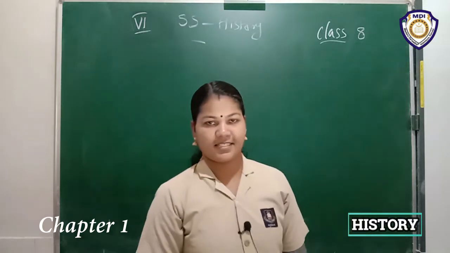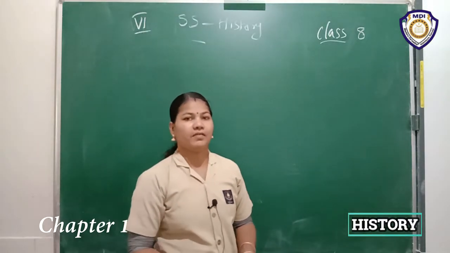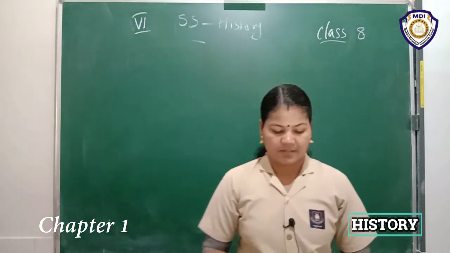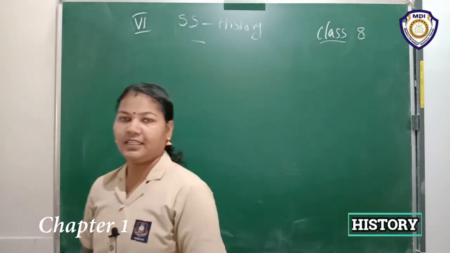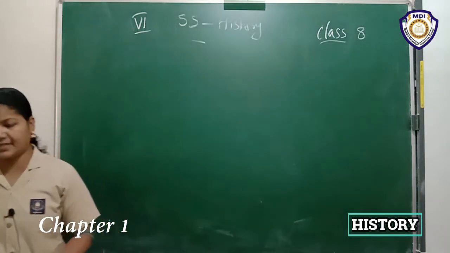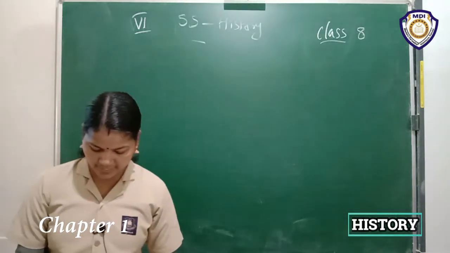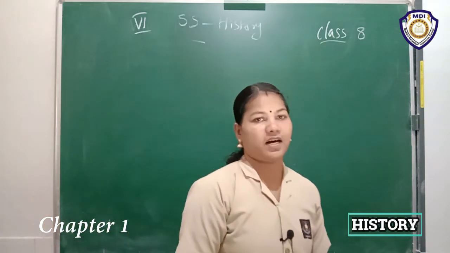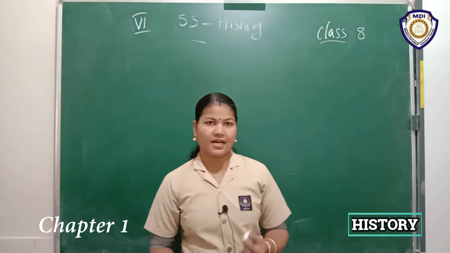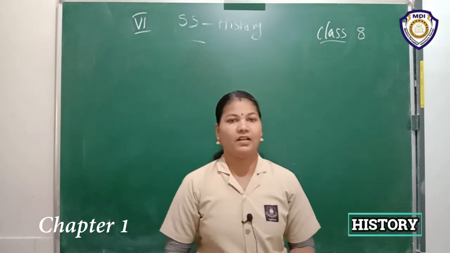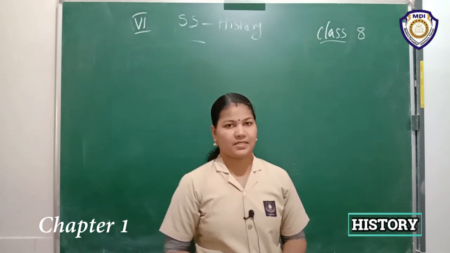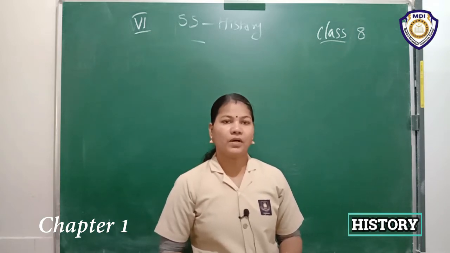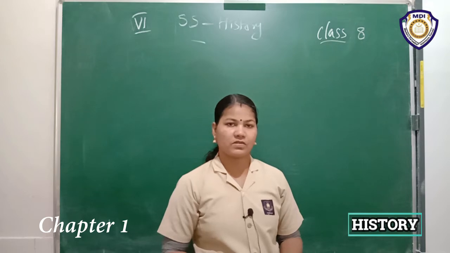In last class we discussed something from our first chapter: source material. We know there are mainly two types of source material, archaeological source material and literary source material. We discussed something from archaeological source material. What is archaeology? What is archaeological source material? Who is an archaeologist? And many things we discussed. Today, we want to discuss more details related to archaeological source material.